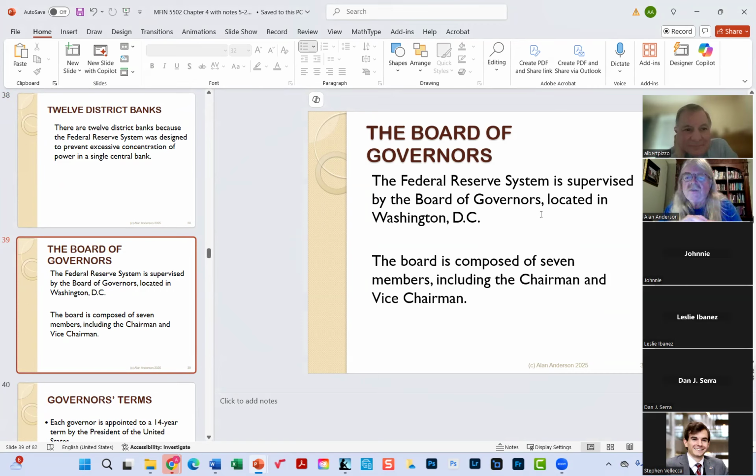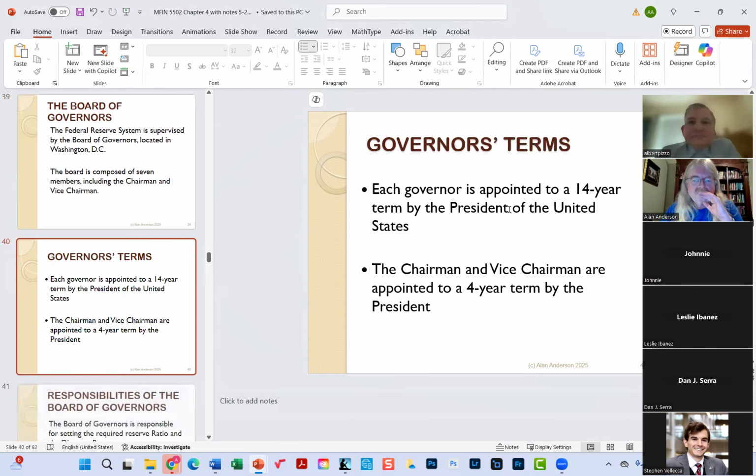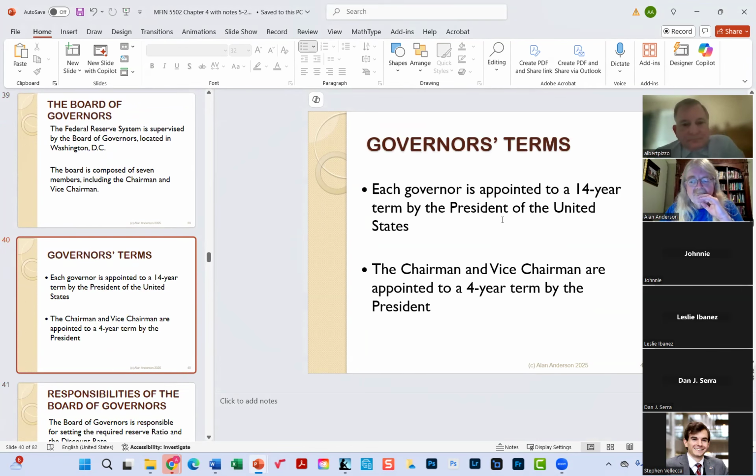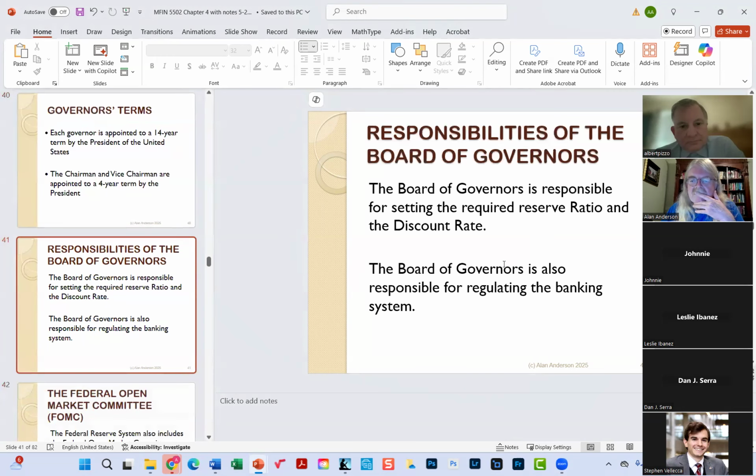Now, the members of the Board of Governors are chosen by the President of the United States. They have very long terms that are staggered to minimize political influence. They get 14 years for every term. The chair and the vice chair are given 4-year terms, which may or may not be renewed. If not, they usually step down rather than going back to being just a regular member. The governors set the required reserve ratio and the discount rate, which is the rate they charge the banks for loans. And the governors regulate the banking system. So they have a lot of influence.